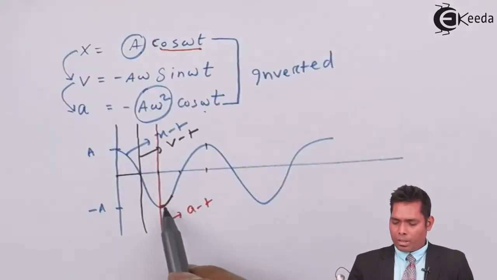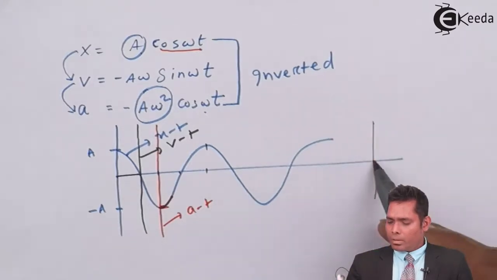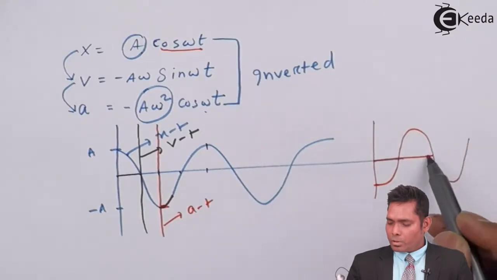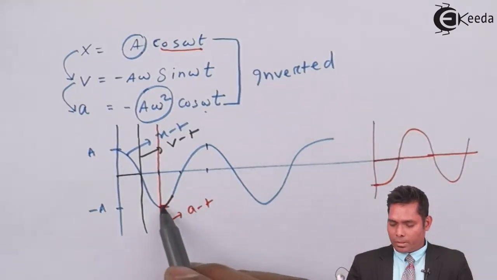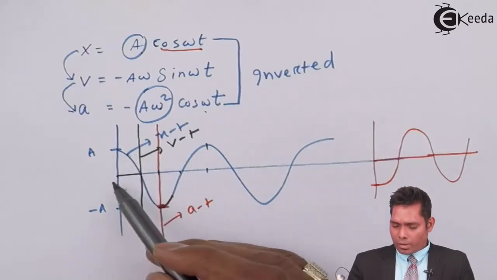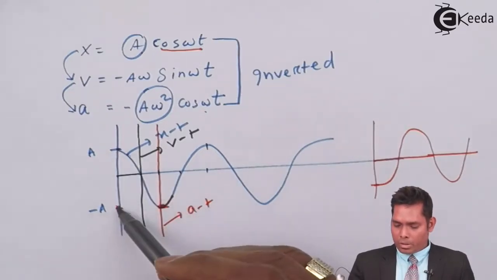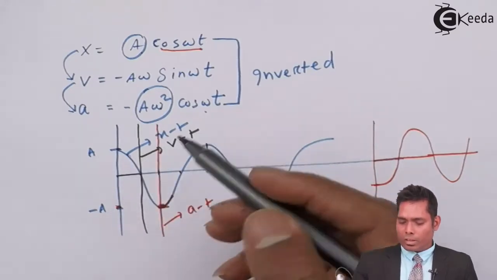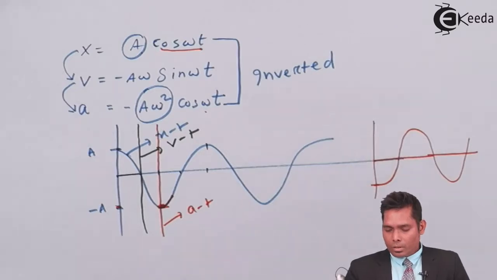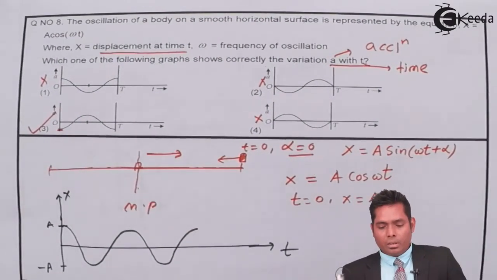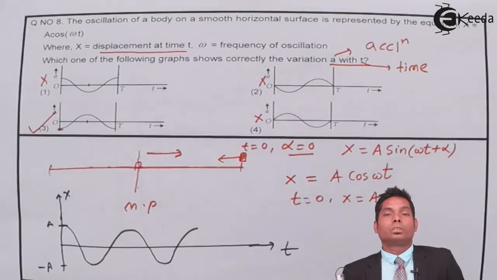So the nature of the curve should start from here. The graph is like that. Otherwise, you know cos; invert it, which means this will come down to this place and this will go down to that place. So it will be like that only. Just invert it. So the answer to question number 8 is option number 3. Thank you.